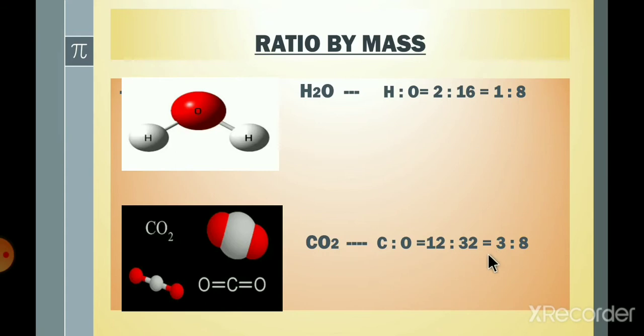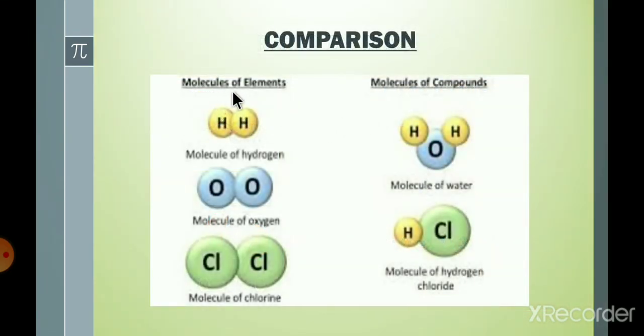So students, here we have achieved the fourth learning outcome, that is, now you are able to find the ratio by mass of the combining elements in the various compounds. Next is comparison of molecules of elements with molecules of compounds. Here you can see the atoms are the same, like in the case of H2, O2, Cl2. But in the case of molecules of compounds, the combining elements are different, like in the case of water and HCl. So here you are able to compare the molecules of elements with the molecules of compounds.